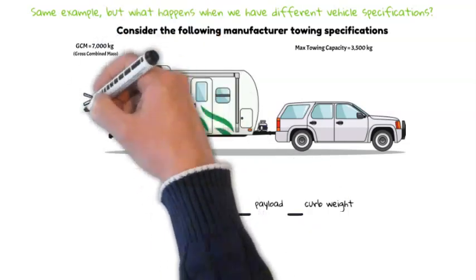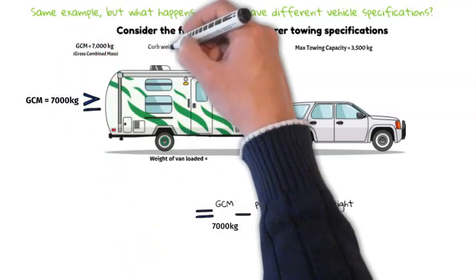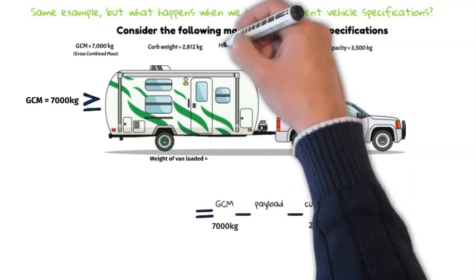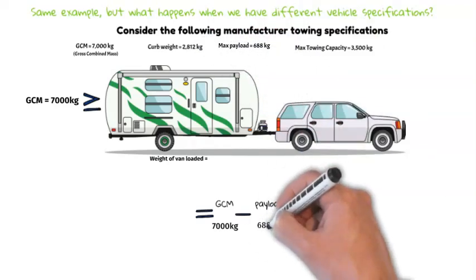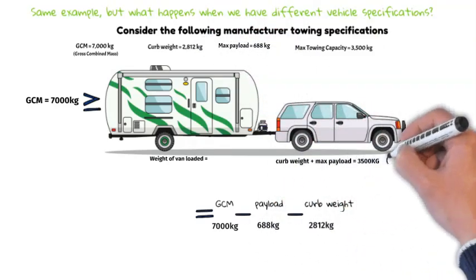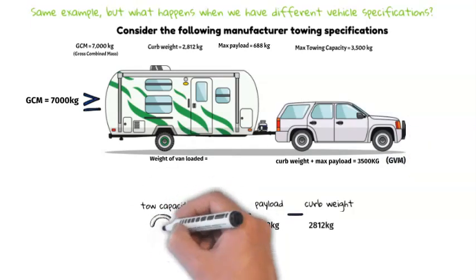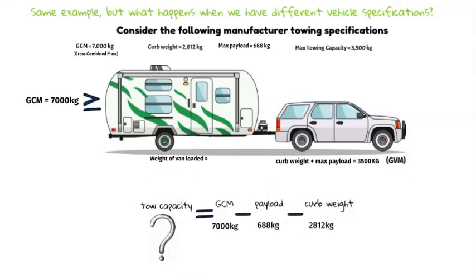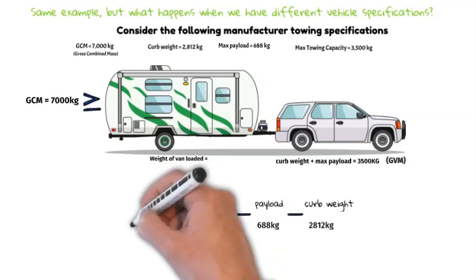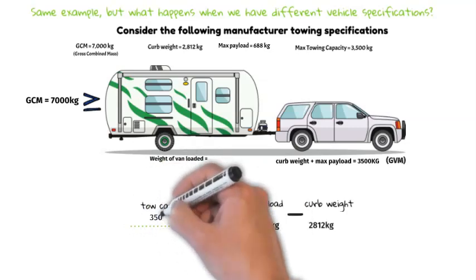Notice that the max tow capacity remains unchanged, but with this vehicle the GCM is now 7 ton as opposed to our previous example, which was 6 ton. The payload is about the same, but the curb weight is substantially more. Let's see if this has any effect on how much we can actually tow if we carry max payload.